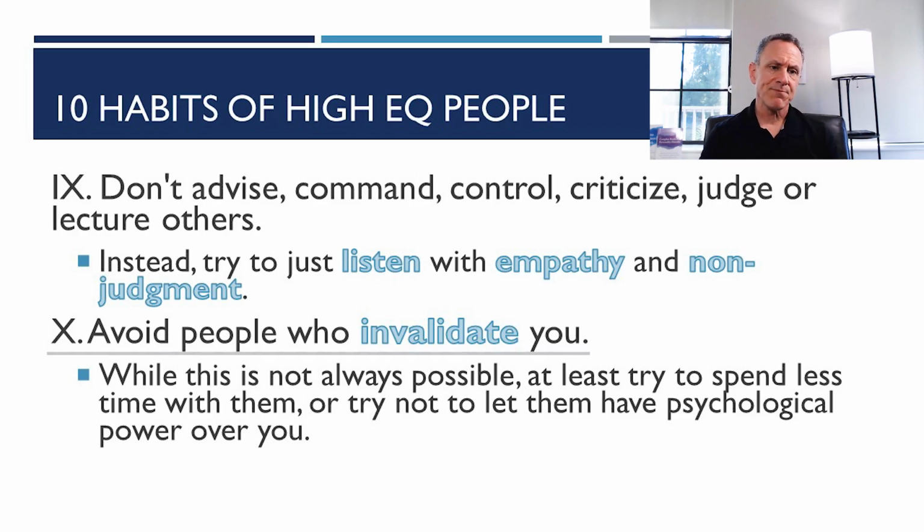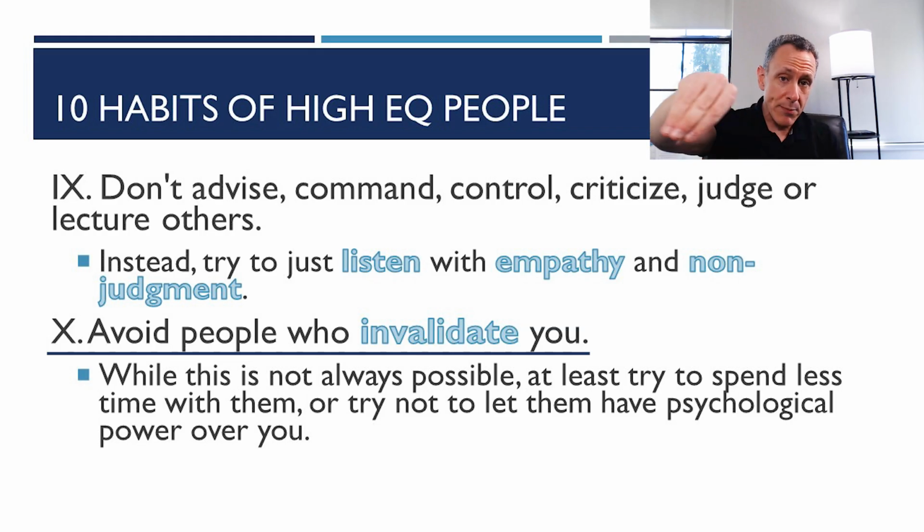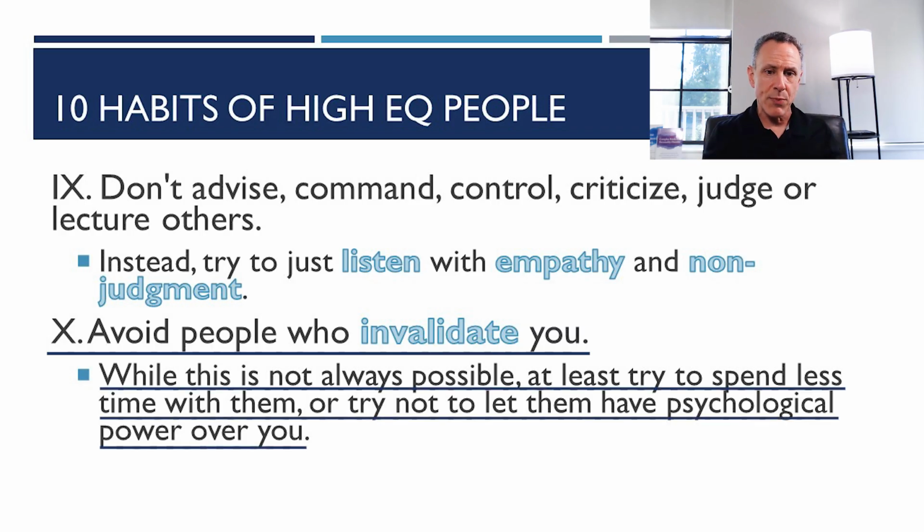And then lastly, avoid people who invalidate you. We have to make choices of having people in our interpersonal circle that are caring, that move us forward, that help us grow, not those who take away from us our sense of value, our sense of purpose. And while it's not always possible, we have to try to spend less time with those who take your energy and take your happiness and take your hope and outlook, and instead focus on those who build you up, move you forward, and encourage your sense of growth.